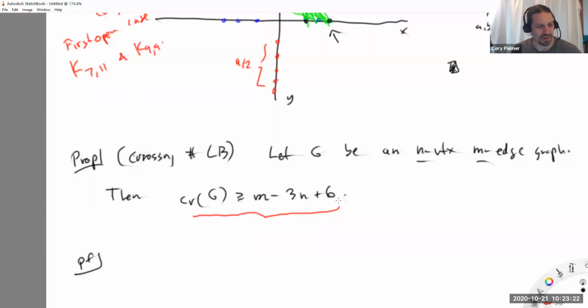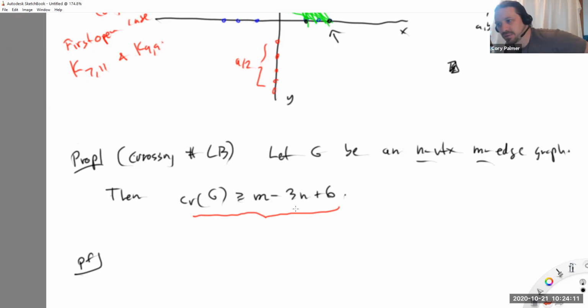For instance, if you plug in K33 to this, which we know has crossing number 1, this lower bound doesn't give us anything useful. For K33 we have 9 edges, and then we subtract... what am I missing here? Something's dreadfully wrong. K33 has 6 vertices. So we get 9 minus 18 plus 6. Oh, that's negative, okay, that's okay. So the lower bound doesn't help us, it just says we have at least 0. Obviously, that's always a lower bound on the number of crossings. So it doesn't tell us the truth. This is weak in general.